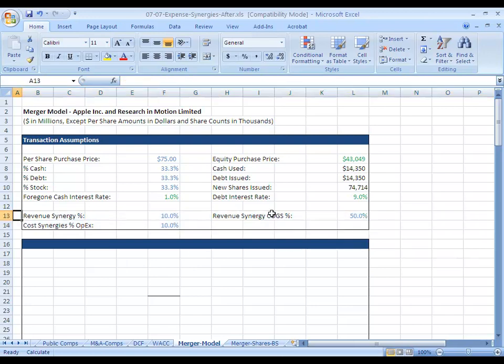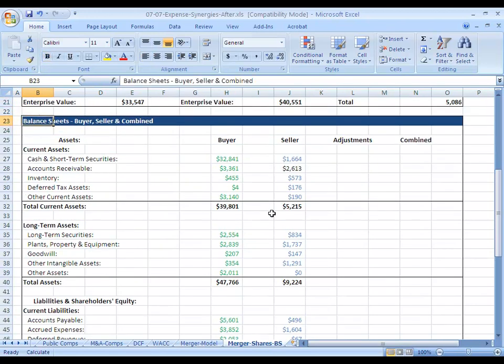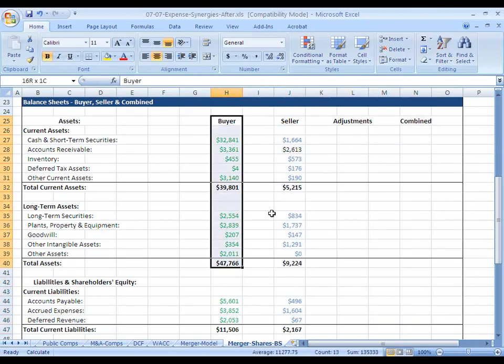So with all this in place, we're now done with our treatment of synergies in merger models. And what we want to do next is go into the next topic, which is actually combining two companies' balance sheets. So we're going to look at RIM's balance sheet over here on the seller side, and then we're going to look at Apple's balance sheet over here on the buyer side, and we're going to combine these and look at some of the challenges that come up when we combine them, and look at some of the additional items that we need to create in our merger model to take into account the fact that when you combine two companies' balance sheets, it's not always straightforward, and that sometimes you run into issues that make your balance sheet not actually balanced. So we'll look at how we deal with that and some of the additional items that get created when we combine two companies' balance sheets.